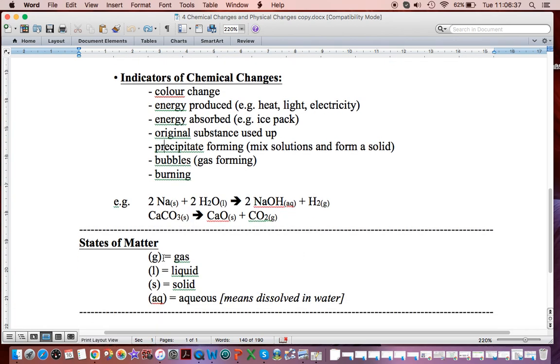And don't forget, little g for gas, little l for liquid, little s for solid, and AQ, think of aquarium. Aqua means water, so aqueous means dissolved in water. So make sure you know this sheet, very important.